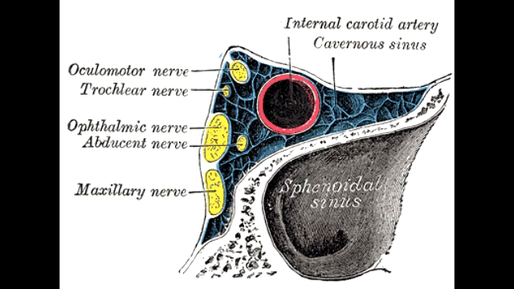Name the nerves and vessels that pass through the cavernous sinus on its way to the orbit. The nerves and vessels that pass through the cavernous sinus on its way to the orbit include cranial nerve 3, which is the oculomotor nerve, cranial nerve 4, which is the trochlear nerve, cranial nerve 5-1, which is the ophthalmic nerve, cranial nerve 5-2, which is the maxillary nerve, cranial nerve 6, which is the abducens nerve, postganglionic sympathetic fibers, as well as the cavernous portion of the internal carotid artery. All these pass through the cavernous sinus en route to the orbit.